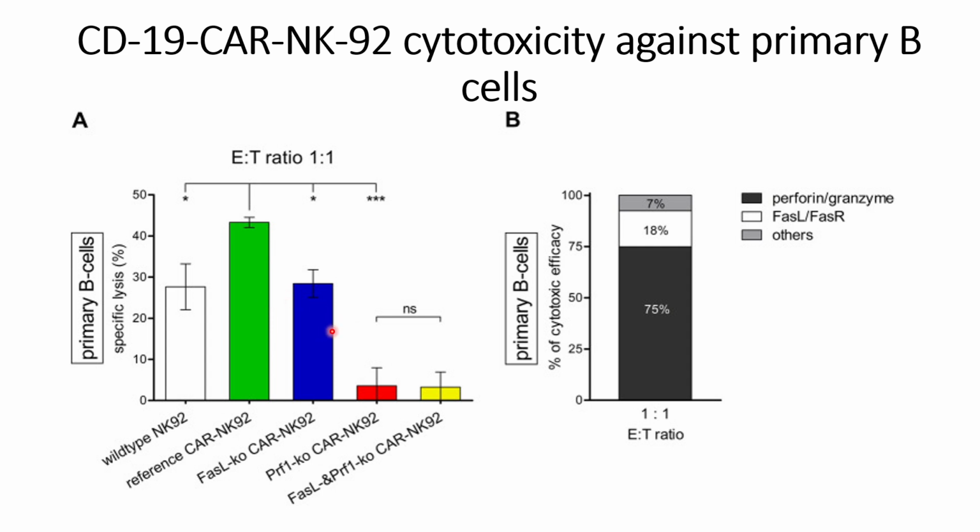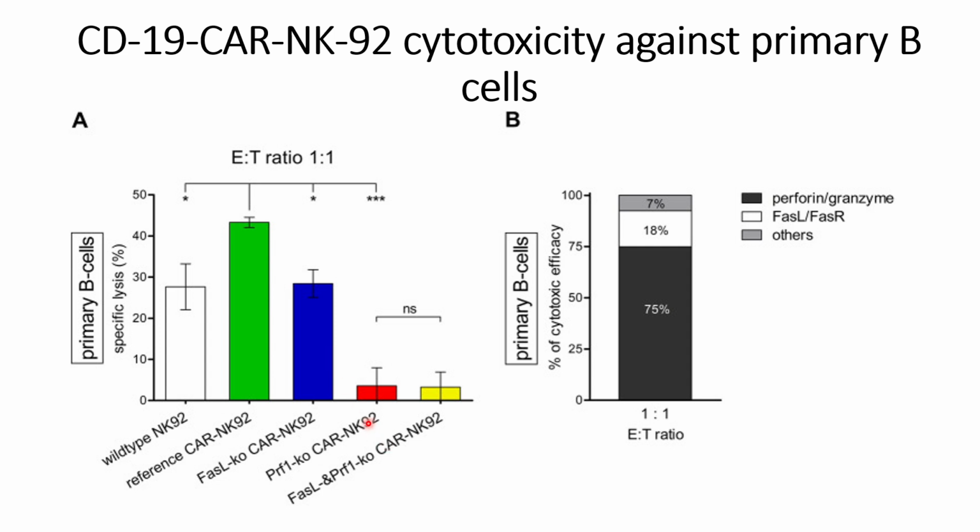Thereafter, they used the FasL knockout CAR NK-92 cells. Here the cytotoxicity reduced, and this reduction is statistically significant. This reduction in cytotoxicity for the FasL knockout indicates that FasL plays a role in the cytotoxicity against the primary B cells.